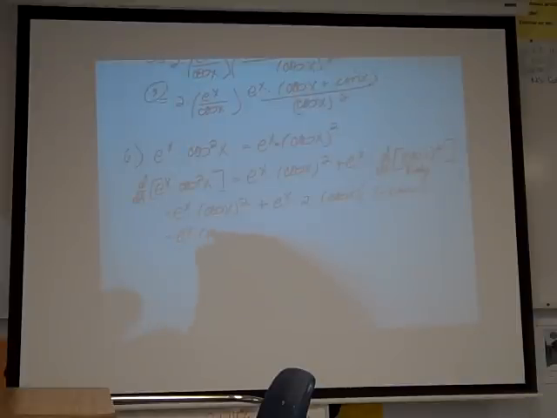You could go further and make it e to the x cosine of x, the whole thing squared. e to the x times 2 is 2e to the x times cosine times a negative sine. What I'm going to do is change that positive in front to a negative. You can stop there. That's great.